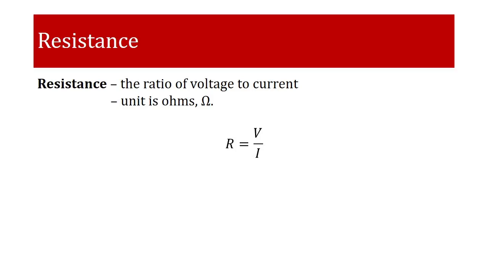Resistance is different from resistivity. Resistivity is electric field divided by current density, while resistance is voltage divided by current. The units of resistivity are ohm meter, while the units of resistance are simply ohms. If we rearrange the variables, we get Ohm's law expressed as voltage equals current times resistance.